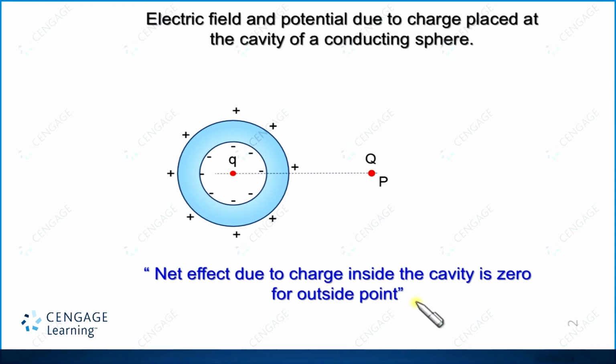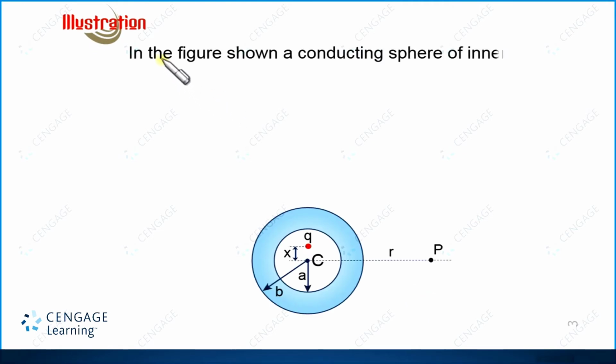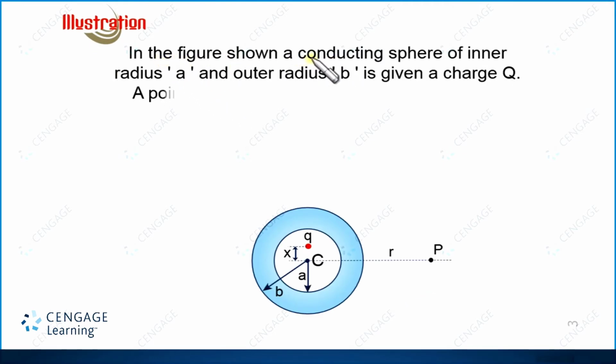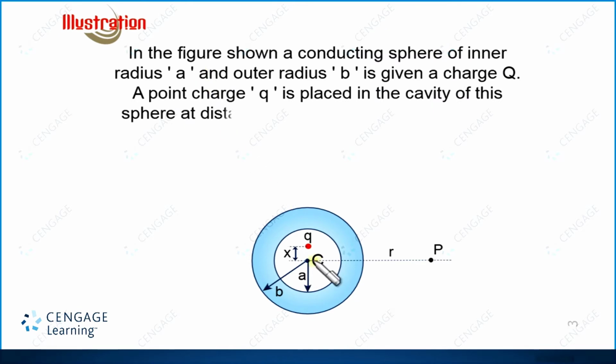So let us move to illustration number 1. In this illustration, a conducting sphere of inner radius small a, this is small a radius, and outer radius small b is given. It is given charge capital Q. This shell is given charge capital Q. If we give capital Q charge to this conducting shell, what will happen? The capital Q will appear on the outermost surface, if no other charge is present outside or inside.